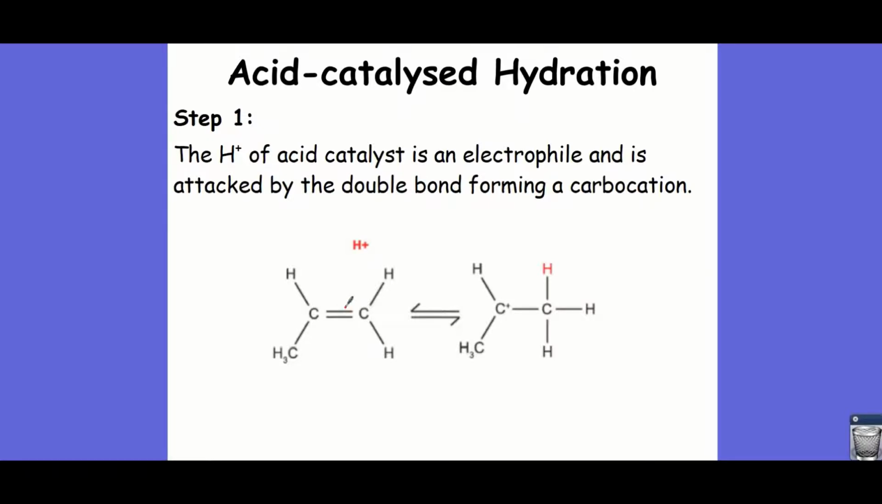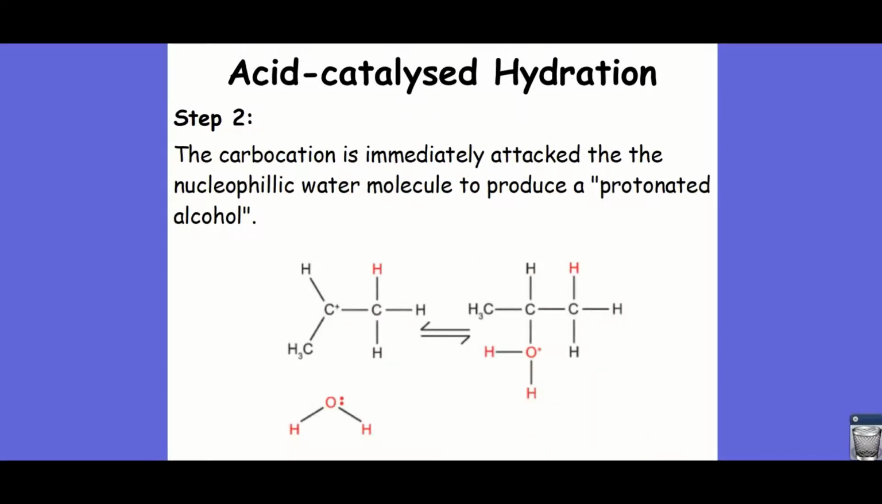The double bond breaks and jumps on to the hydrogen ion. We form this intermediate here. If you have a look, we've got our carbon, which has a positive charge, making this a carbocation intermediate. Carbocation intermediates are extremely reactive and will pretty much react straight away.